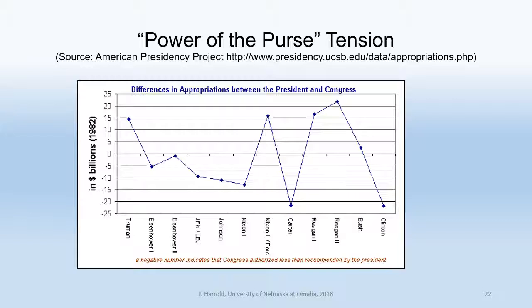Or if it's above 0, that means Congress put more money in the budget than the president wanted. If it's below 0, that means Congress put less money in the budget than the president wanted. So you see at various times, the Truman administration, later years of the Nixon administration, even in the Reagan administration, Congress actually put more money in the budget than the president wanted put in the budget.